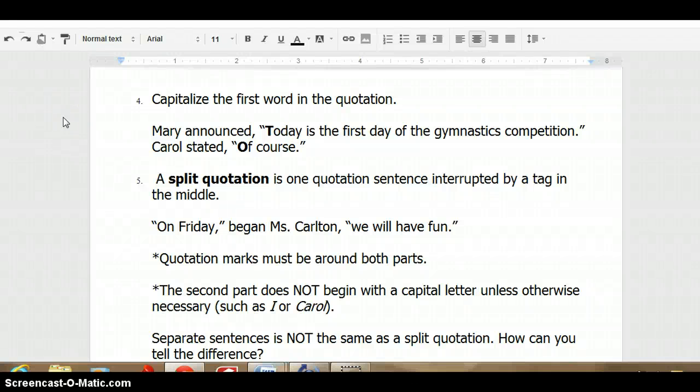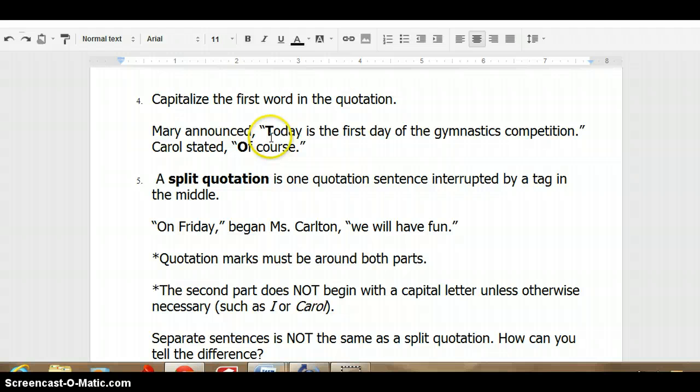Okay, this is going to be lesson 2 of our quotation rules. We left off with rule number 4, and that's going to be that you must capitalize the first word in the quotation sentence. So even if it's not the first word in the sentence itself, like Mary here, you always capitalize the first word in the quotation.